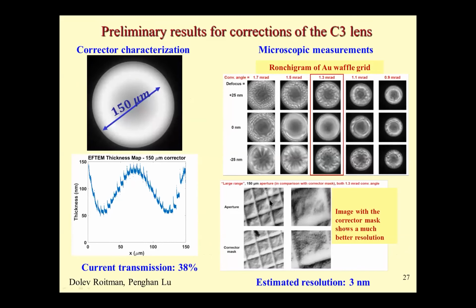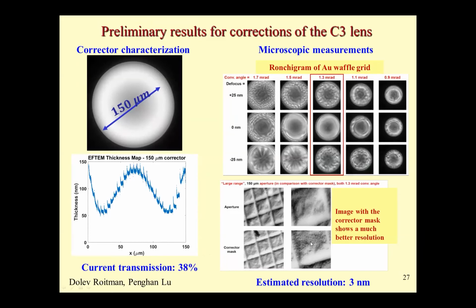This is some very preliminary result done by Dolev Reutemann and Penghan Lu. So this is the corrector. It's a much larger corrector, 150 micron. This is the thickness measurement. And again, this is a ronchigram, so we can see that at a certain angle of 1.3 milliradian, we corrected the spherical aberration.